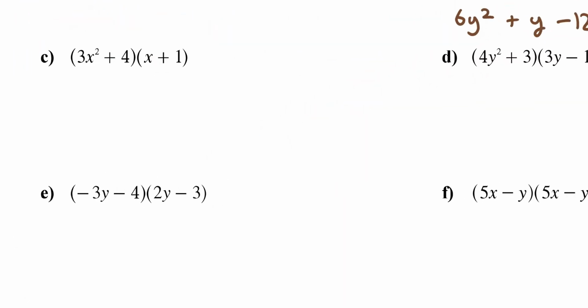For letter C, let me just erase this, and let's circle and highlight the first term here. So 3x squared times x is going to be 3x to the power 3. And then 3x squared times 1 is going to be positive 3x squared. After that, I can focus my attention on the 4 now. So this is my inner. 4 times x is going to be positive 4x, and then 4 times 1 is going to be positive 4. For this one, I don't have any like terms, so that is my final answer.